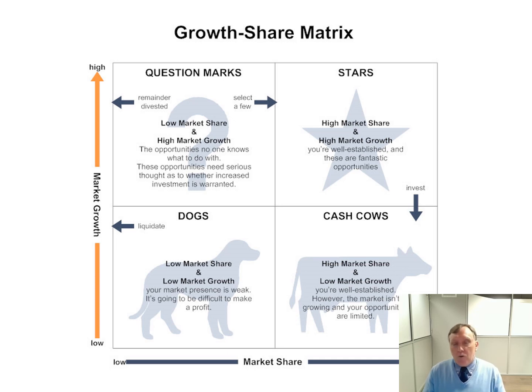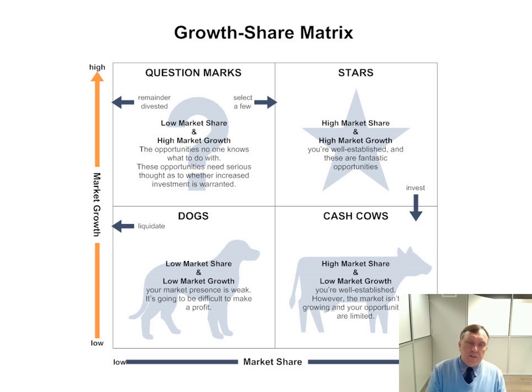Then when we have a lower market share and a low market growth, so low market share, low market growth, your market presence is weak and it's going to be difficult to make a profit. These are called the dogs. Then moving down to the question marks, low market share, but high market growth. Now if you think about it, it's definitely a question mark. It's a low share, but it has the potential to be better. So the opportunity, no one knows.